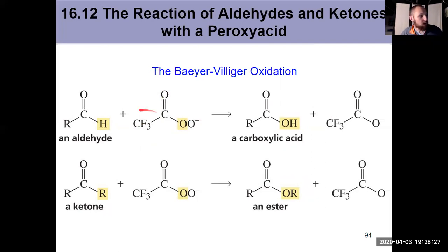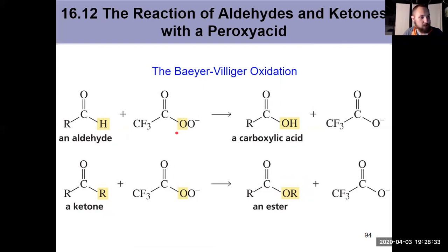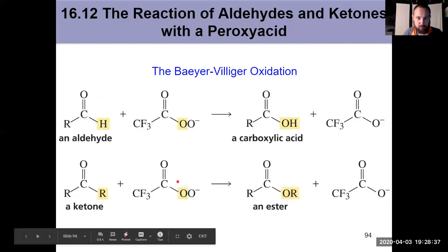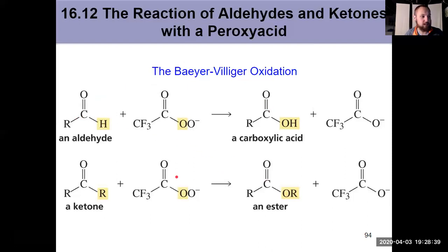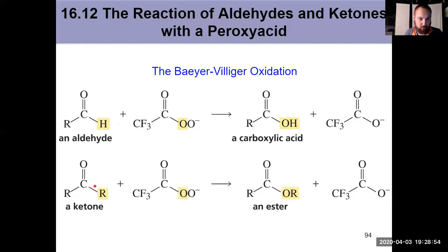Right? Aldehydes and ketones react with the conjugate base of a peroxyacid to either form a carboxylic acid from an aldehyde or an ester from a ketone. Okay? All they're doing is inserting an extra oxygen. That's an easy way to remember it, right? Aldehyde inserts an oxygen here, forms a carboxylic acid. Ketone inserts an oxygen here, forms an ester. Okay, so because we're adding oxygen, it's an oxidation reaction.